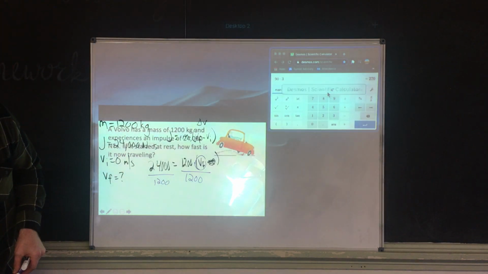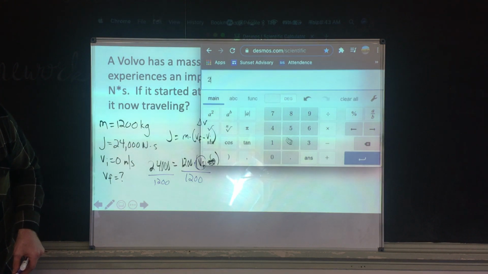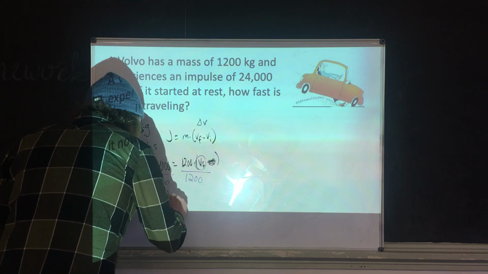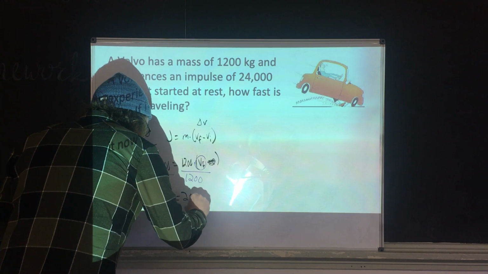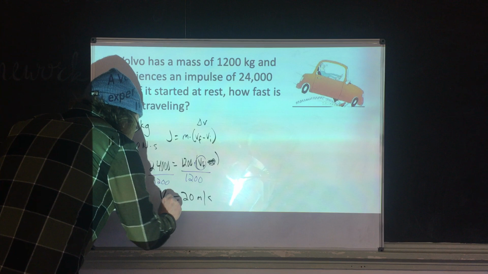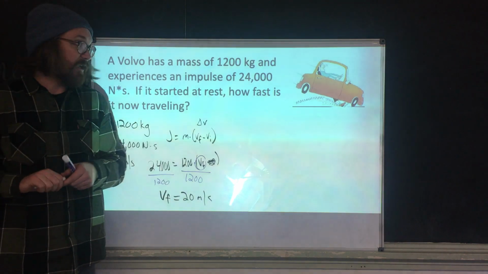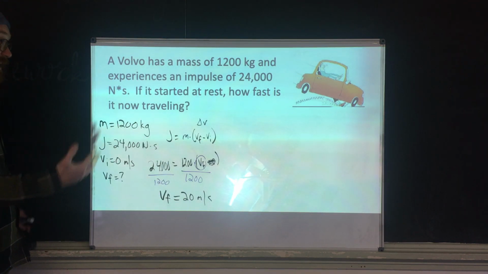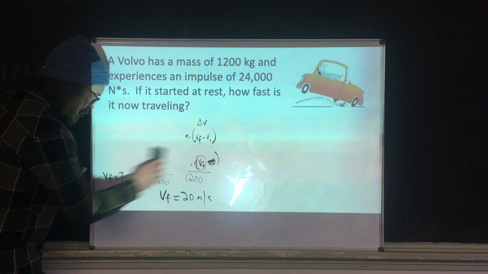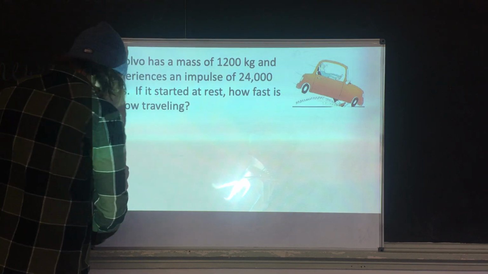And go back to our calculator. Anybody got this number? 20. It will have a final velocity, J equals 20 meters per second. Oh, did I say J? What am I doing? VF. Come on now. Our final velocity is 20 meters per second. That's what that impulse does. Did you get 20? Bet you did. Good job.